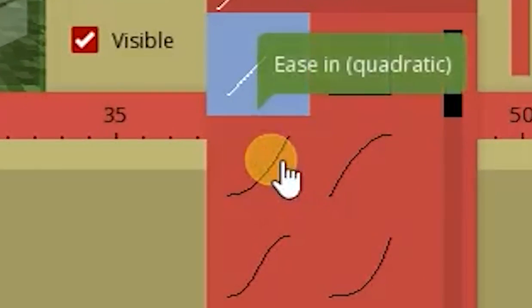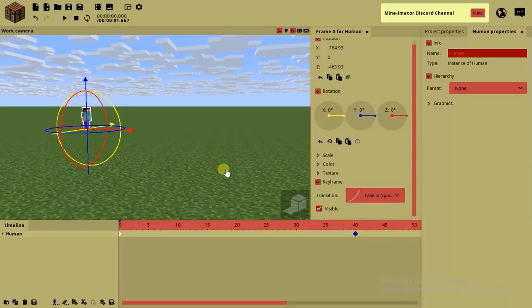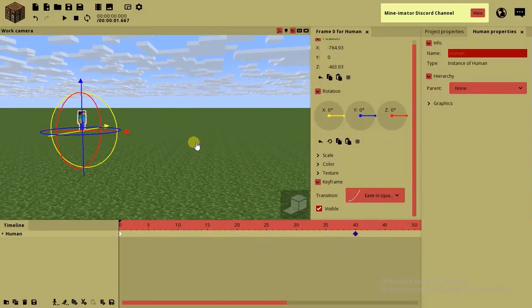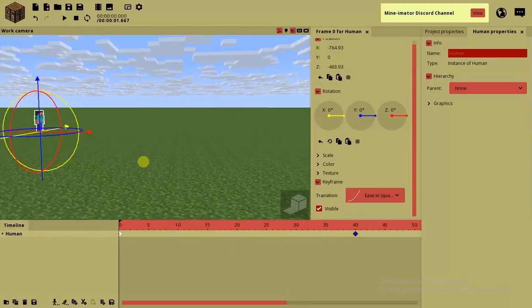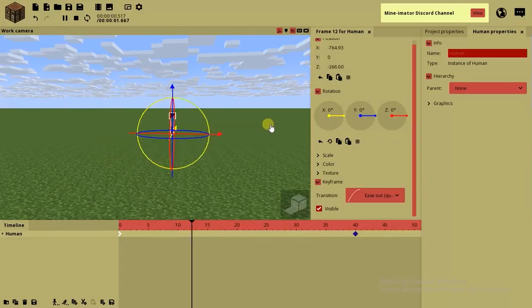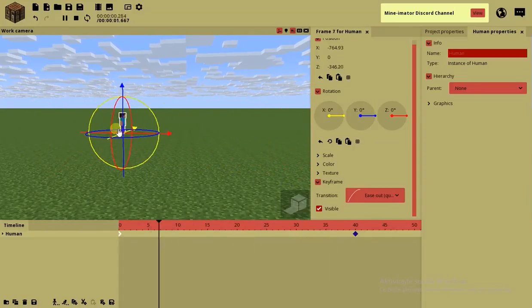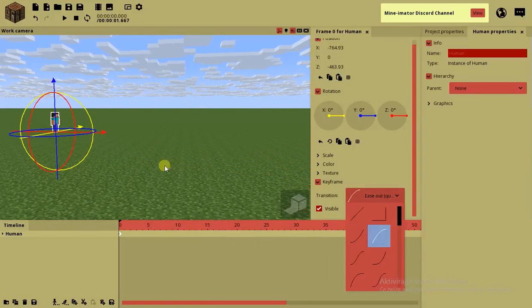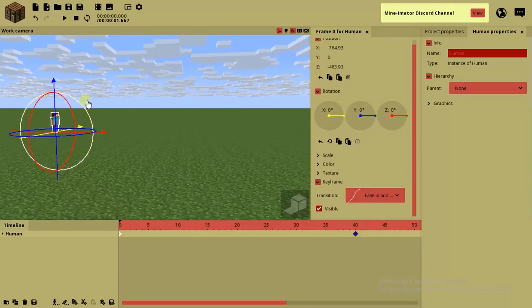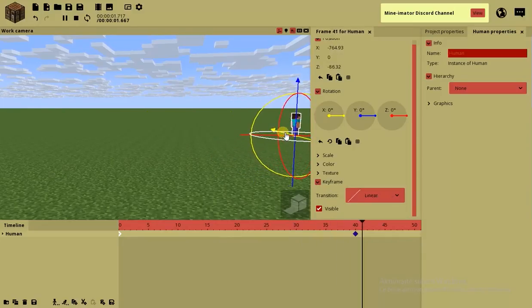What if I go to ease in? Well, theoretically, what should happen is he would start slow and then keep increasing his speed, and that's what's happening here. As you see, he's going slower and then he speeds up. And the ease out is quite the opposite. It goes out fast and slows down at the end. As you see, that's it. That's all there is. And of course the ease in and out, which stops and starts slowly. I mean, he starts slowly and stops slowly.